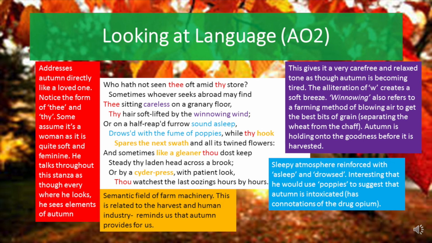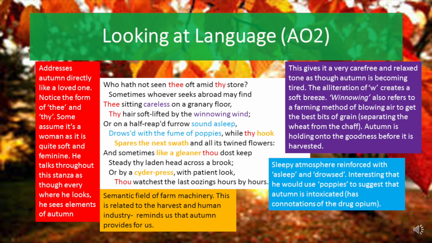And then here you've got that semantic field of farm machinery, so words that have something in common with each other. Now, this stanza itself, even though it's addressing autumn directly, I think sometimes people might misinterpret this. Depends how you interpret it, by the way, but some people take the second stanza as being about the workers and what the workers do in autumn and the harvest. But I feel he's giving us these words because these tools are used during harvest.